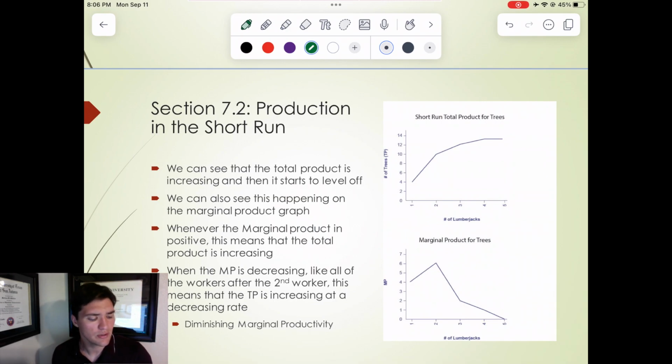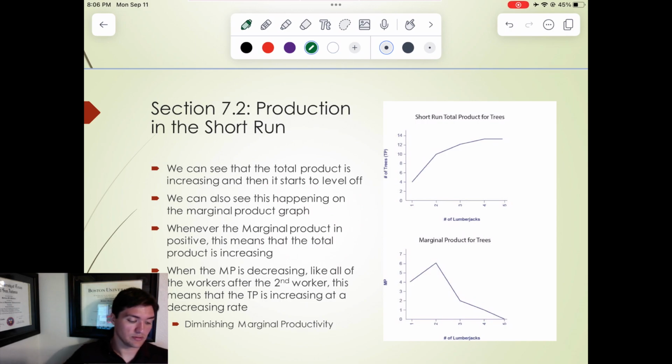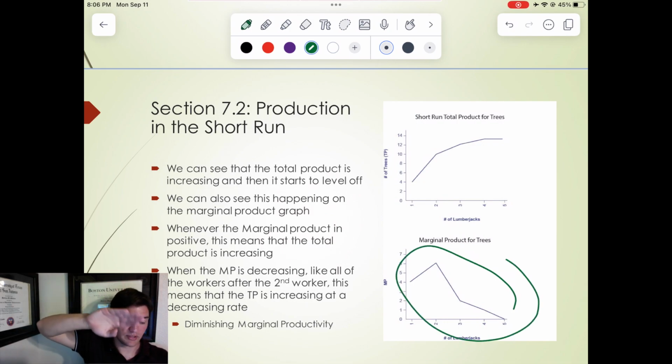So, if we were to graph the lumberjack question from earlier, we can see how the total product is increasing, right? But it's not like it just keeps going up. It's increasing, and all of a sudden it starts to level off here. So that's where we have that diminishing marginal productivity, because you are increasing, but at a slower rate, right? Because it's going up, but then it starts to level off here. And we can actually see that when we talk about the marginal product, because it is increasing, right? But then all of a sudden it starts to go down, right? And when it starts to go down, that's when we're starting to level off.